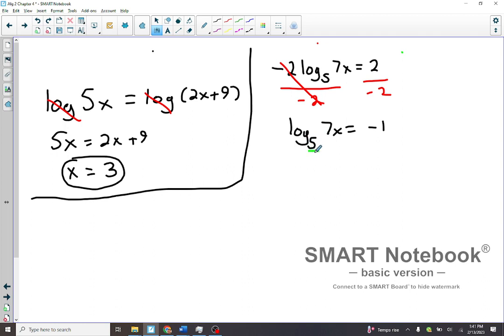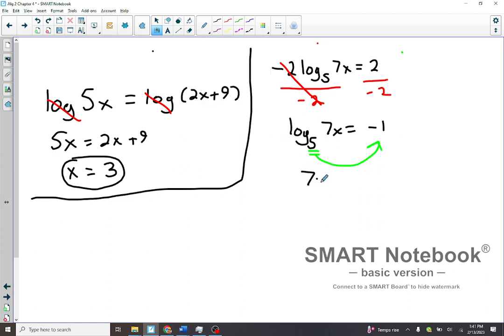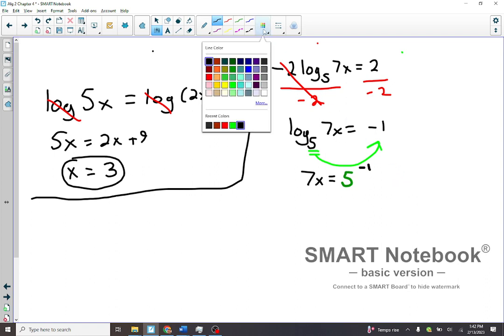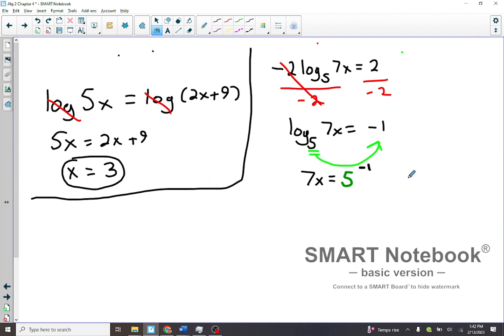For this one, log base 5 is going to go to the other side. When it does, what it becomes is 5 to the negative 1 power. Very important: the base of the log becomes the base of the exponent. So it's not negative 1 divided by 5. It's not negative 1 times 5. It's 5 to the negative 1 power.